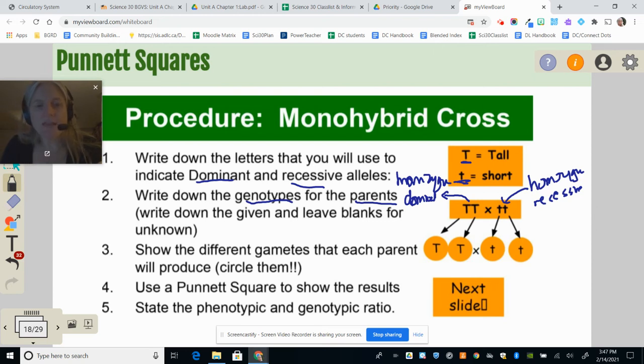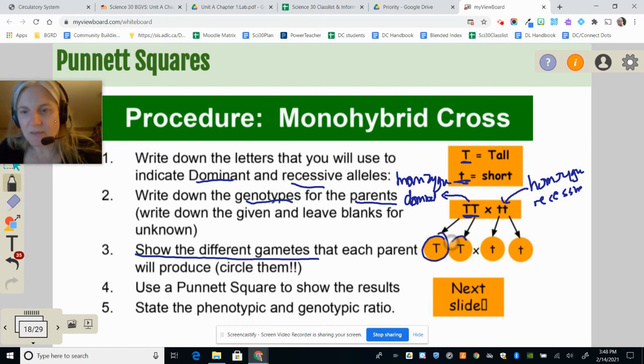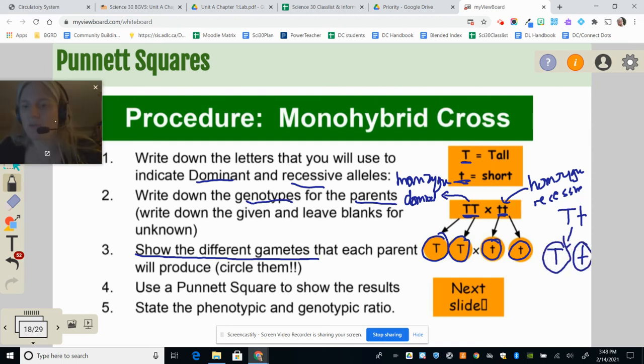All right, and then you want to show what the different gametes from each parent will produce. So what gametes are each parent going to produce? This parent can only form gametes that have capital T's, and this parent here can only form gametes with lowercase t's. If you happen to have a heterozygous parent, your gametes would be one capital T, one little t. Those are your only options.